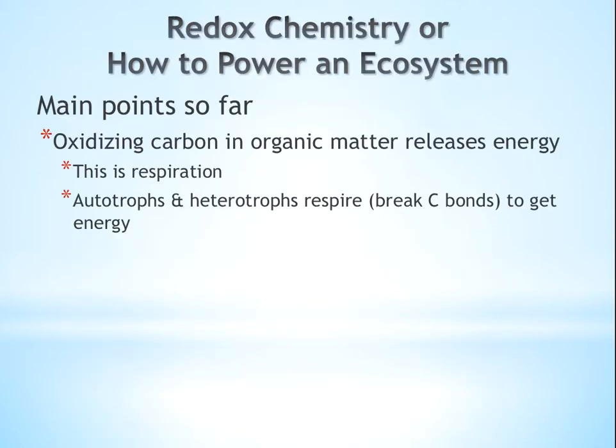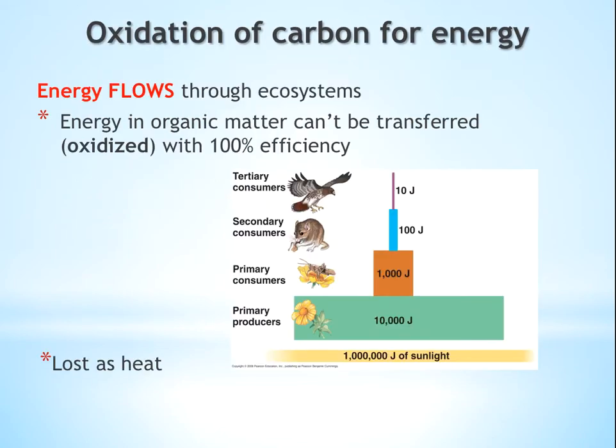Okay, so the main points so far: oxidizing carbon and organic matter releases energy. This is respiration, and both autotrophs and heterotrophs respire. They break these carbon-carbon bonds to get energy. Another main point is that energy flows through ecosystems. It doesn't cycle, it's not conserved. Energy in organic matter can't be transferred or oxidized with 100% efficiency, so some is always lost as heat. You've probably seen something like this before: primary producers have a lot of energy, and for every level up that you go, more and more of that energy is lost as heat.